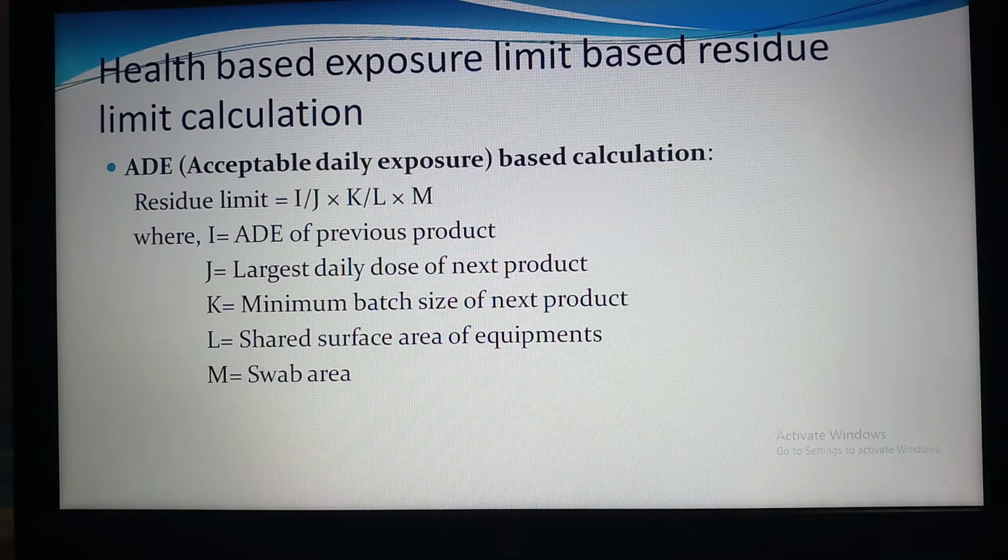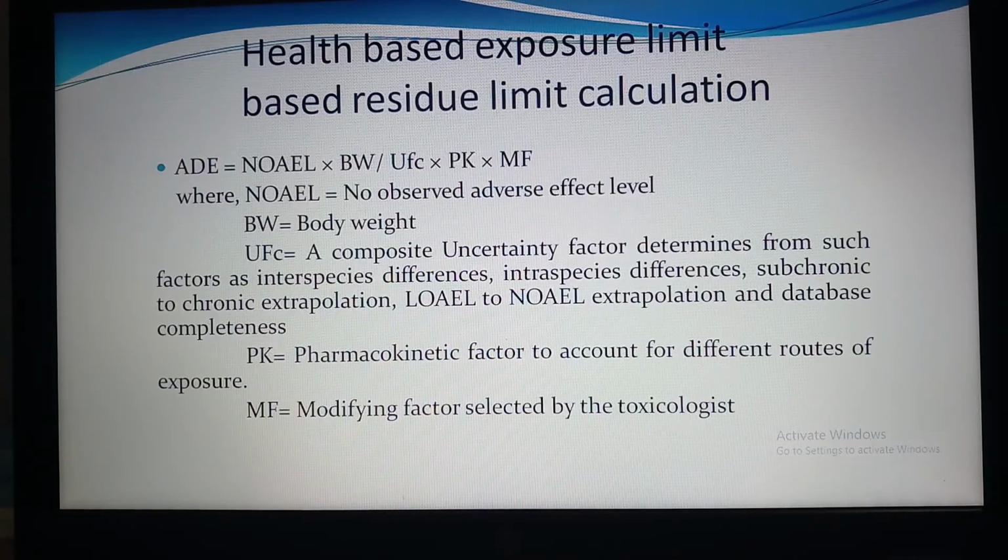The health-based exposure limit-based residue limit calculation. Now we'll see the ADE-based calculation, that is acceptable daily exposure-based calculation. The formula is residue limit equals I by J into K by L into M, where I equals the ADE of the previous product, J is the largest daily dose of the next product, K is the minimum batch size of the next product, L is the shared surface area of equipment, M is the swab area.